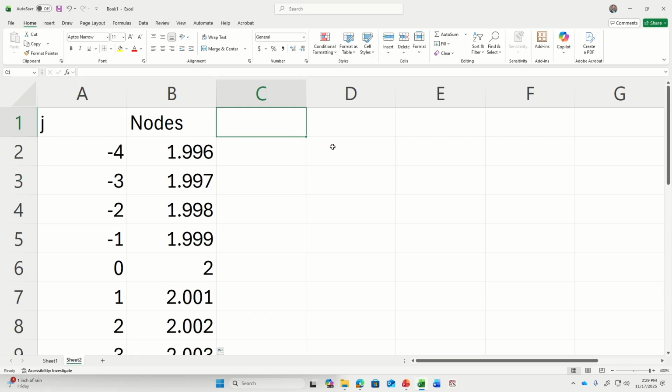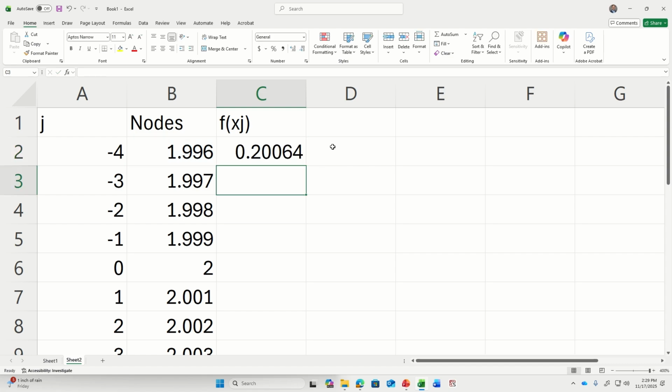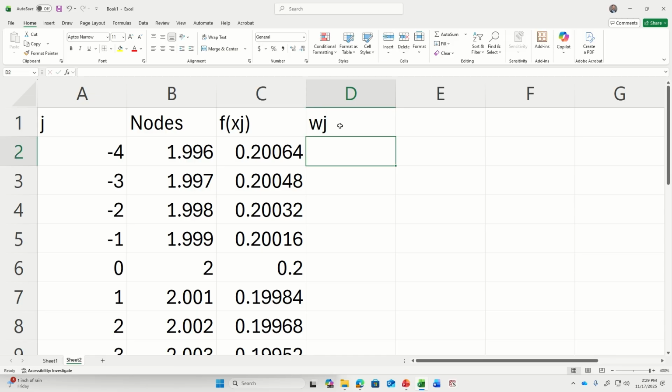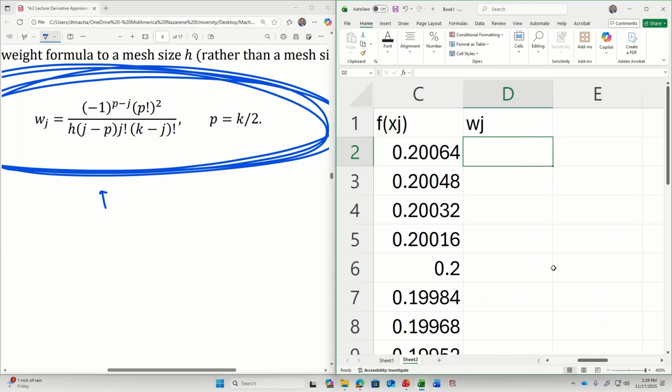And for each of these nodes, I'm going to have my function evaluated at the node, and that is going to be 1 divided by x squared plus 1. And then I need the weight. And for the weight, I'm going to need my weights formula. The weights formula is -1 raised to the power of p minus j.